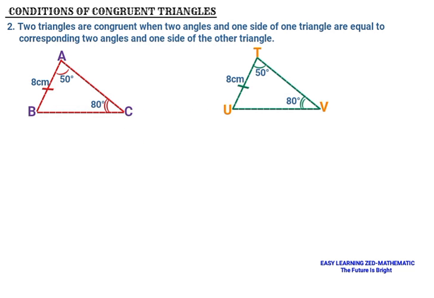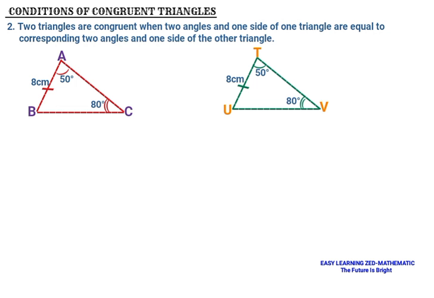The second condition is that two triangles are congruent when two angles and one side of one triangle are equal to the corresponding two angles and one side of the other triangle. Two triangles are congruent when two angles and one side of one triangle are equal to the corresponding two angles and one side of the other triangle.